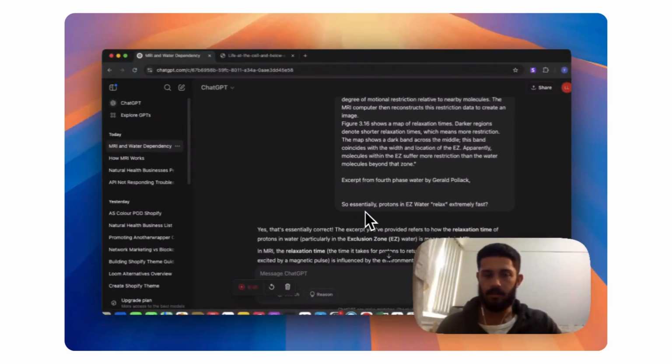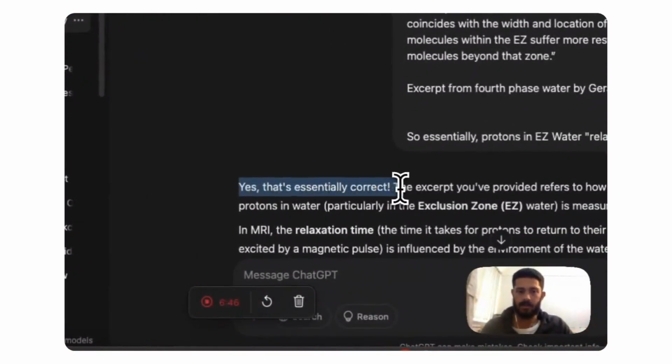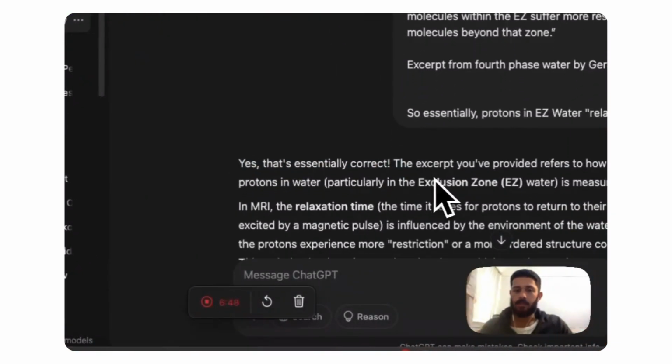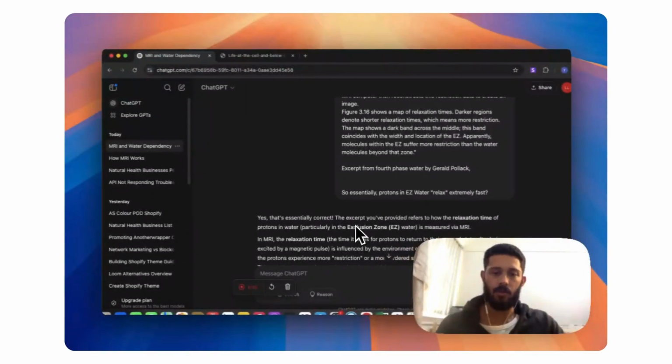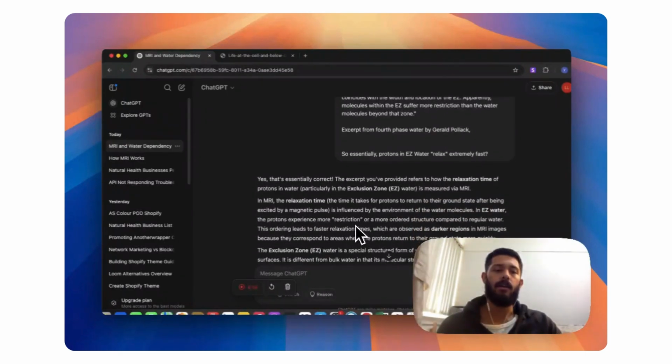So essentially, protons in EZ water relax extremely fast. Yes, that's essentially correct. The excerpt you provided refers to how the relaxation time of protons in water, particularly in exclusion zone water, is measured via MRI. And just to wrap it up, the relaxation time, quote unquote, of EZ water is extremely fast.